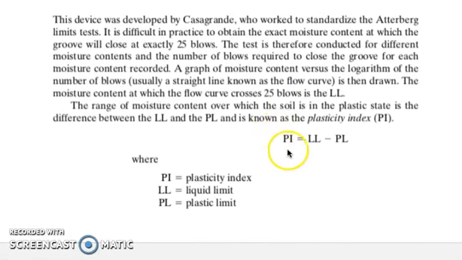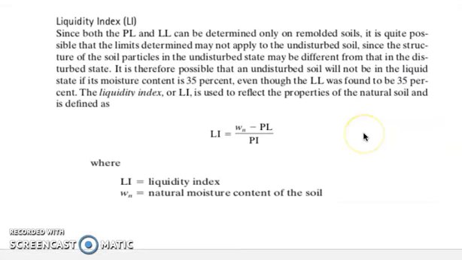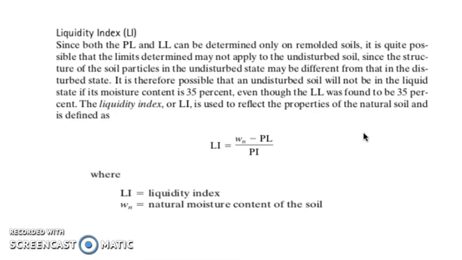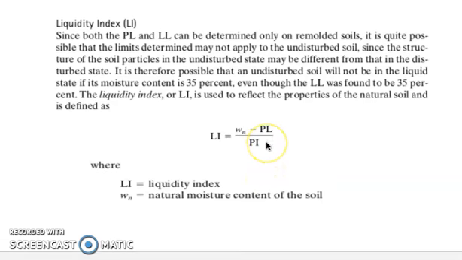Then we have what we call the plasticity index. That is the range of moisture content over which the soil is in the plastic state, the difference between our liquid limit and plastic limit. Then the liquidity index is equivalent to the natural moisture content of the soil minus the plastic limit, over the plasticity index.